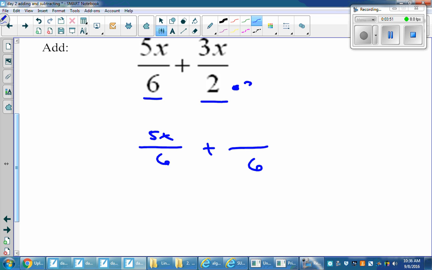Well, that obviously is 3. 2 times 3 is where my 6 came from. Whatever I do to the bottom, I have to do to the top, making that a 9x. Once I've made that minor adjustment, I can now add my two fractions together to become 1. That'll be 14x over 6.